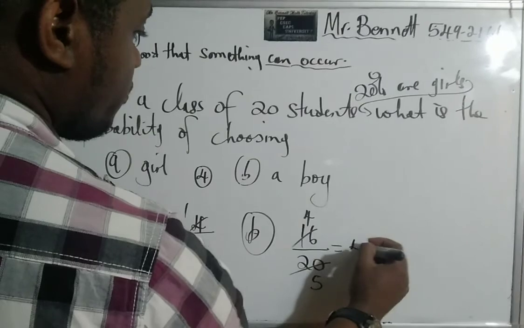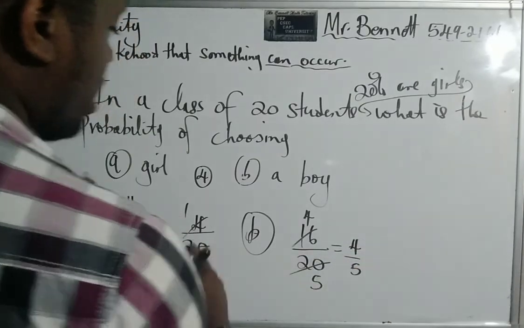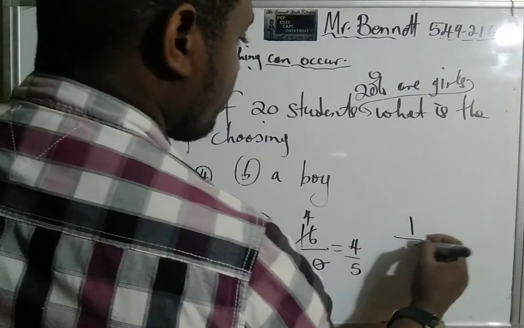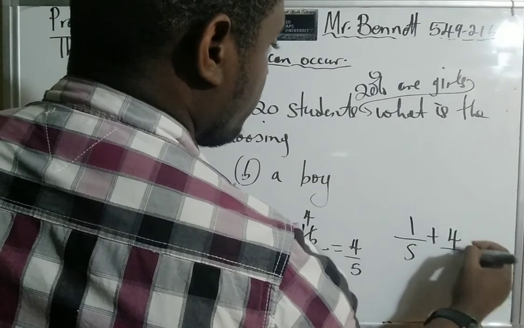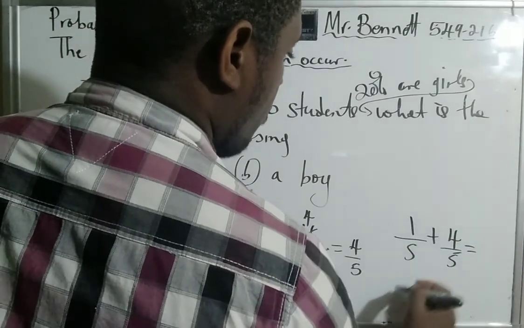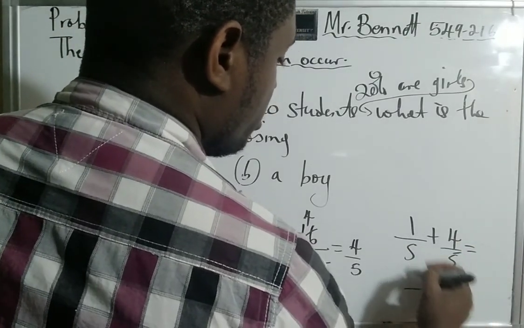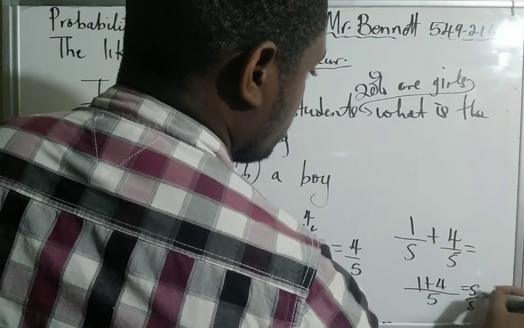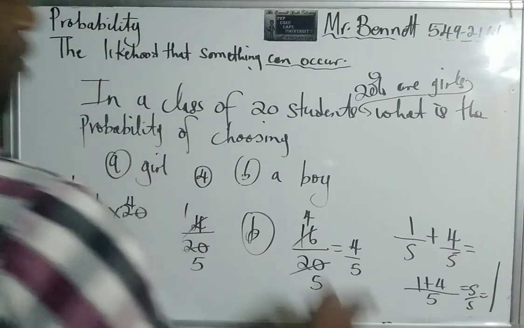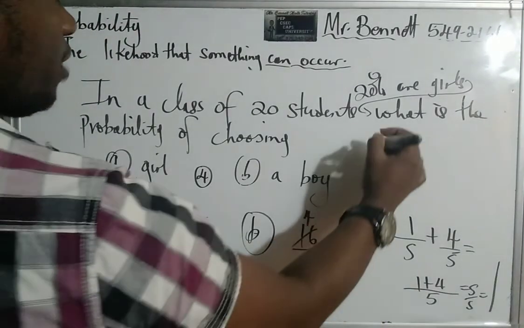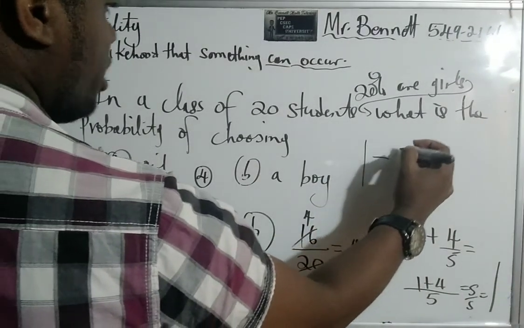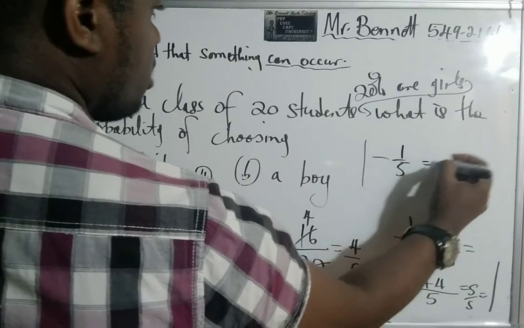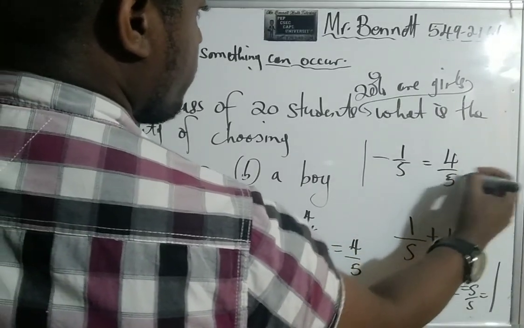So it's 4/5. Notice guys that 1/5 plus 4/5, the denominator is the same, 1 plus 4, 5 over 5, which is the same thing as 1. So we could have easily, because it's two options, said 1 minus 1/5, and that works out to 4/5.